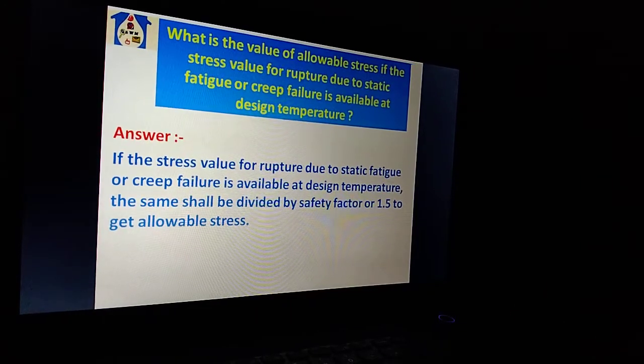What is the value of allowable stress if the stress value for rupture due to static fatigue or creep failure is available at the design temperature? Answer: if the stress value for rupture due to static fatigue or creep failure is available at the design temperature, the same shall be divided by a safety factor of 1.5 to get allowable stress.